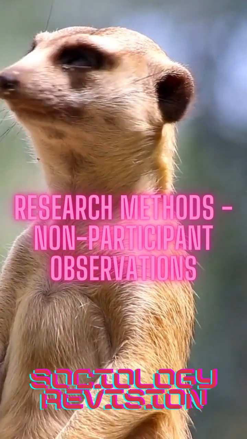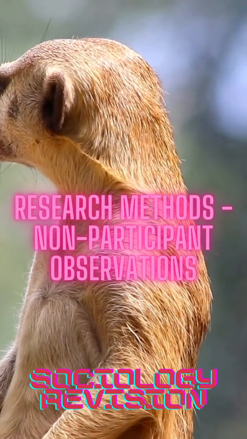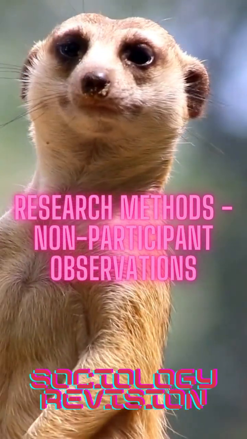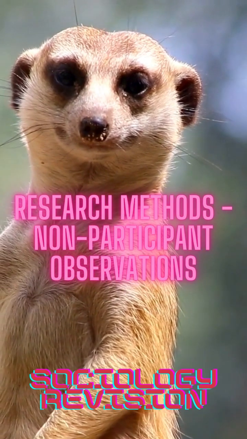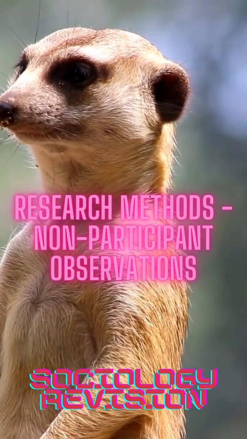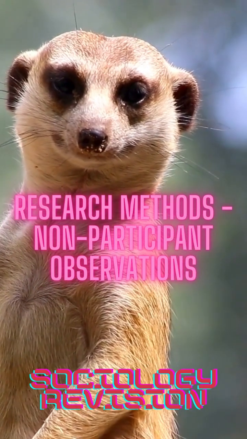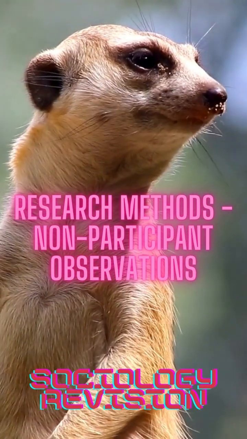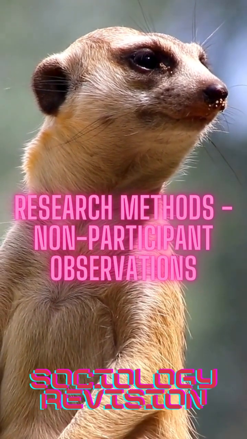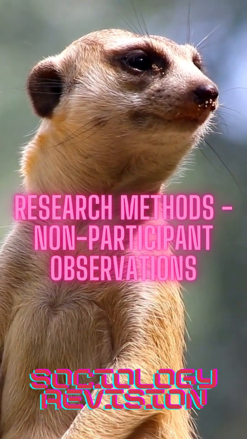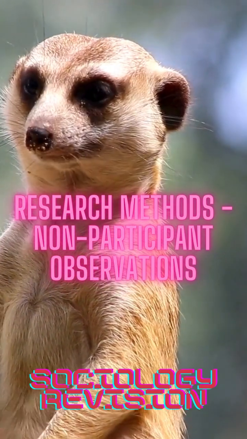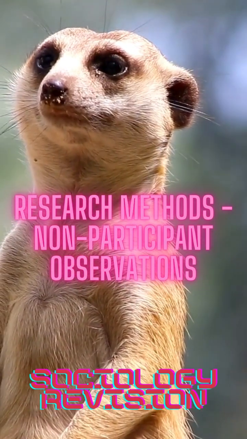Sociologists, like any scientists, need a plan when they set out to study the social world. This plan, called a research design, acts like an architect's blueprint, guiding how they'll gather information about their topic. Sociologists have many tools to choose from, including surveys, experiments, and observations.